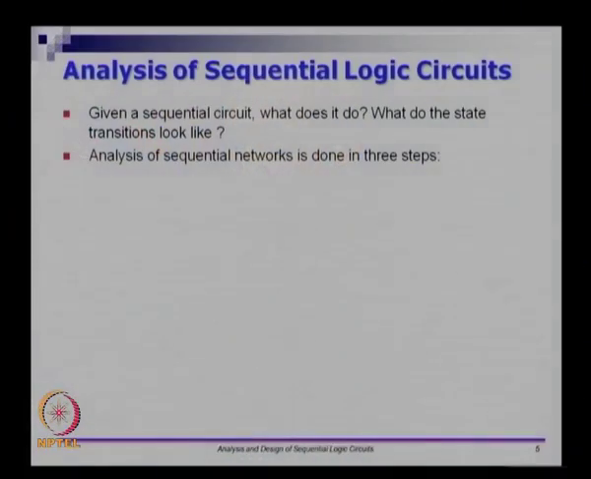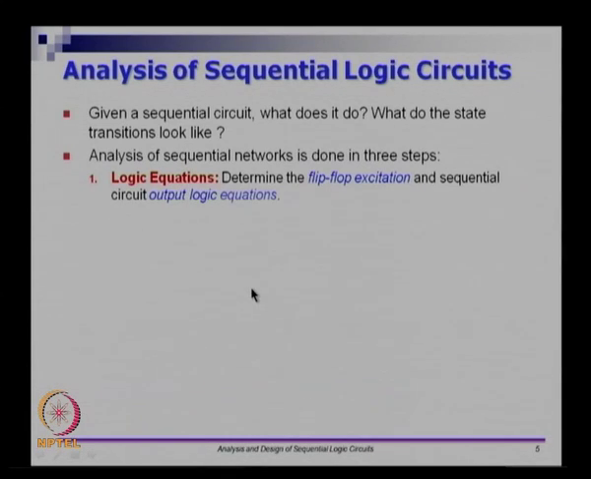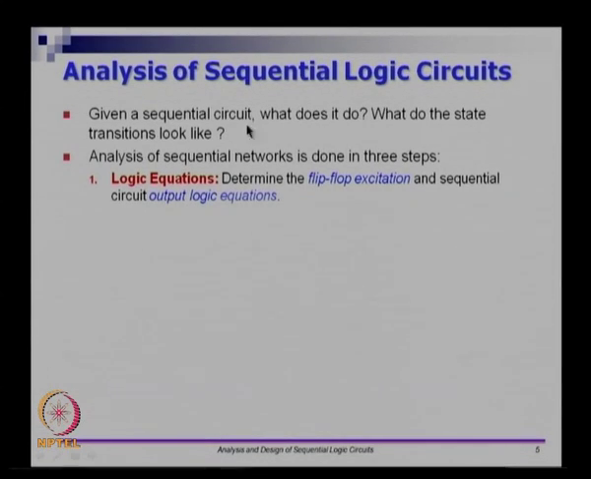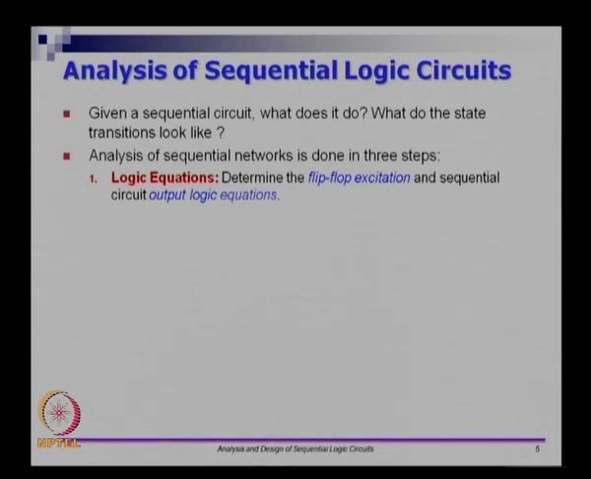So, usually this analysis goes in 3 steps. The first step is you write a bunch of logic equations which determine the flip flop excitation and the sequential circuit. Basically what it means is, if you are given a circuit with flip flops in it, you have to first of all find out what the flip flops are. You should know the excitation table of the flip flops. If it is a D flip flop, you should know what it does, if it is a T flip flop, you should know what it does, and so on. And you should go and write the output logic equations using the flip flops excitation. So, we will see a detailed example in the next slide itself, but you need to know the table of equations for the flip flop.